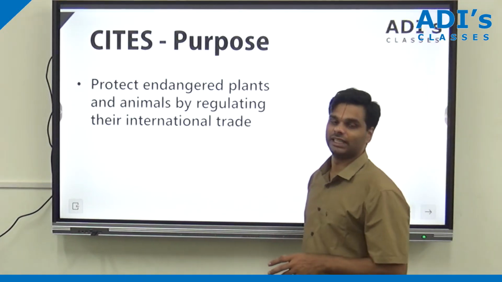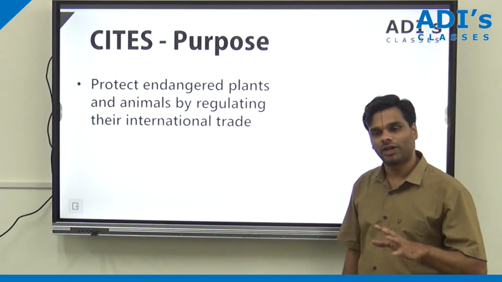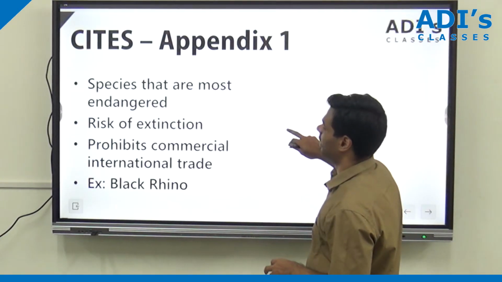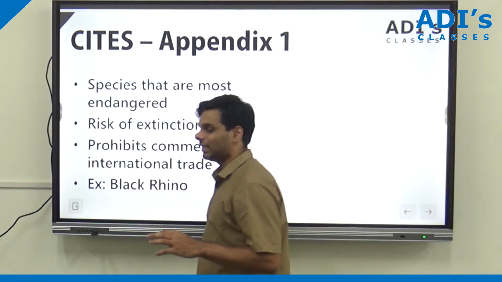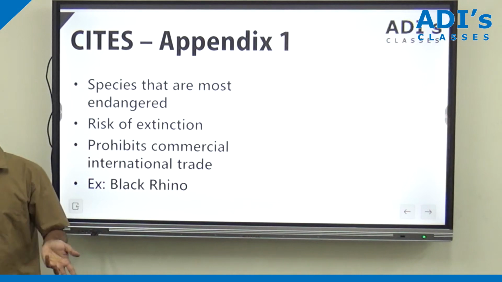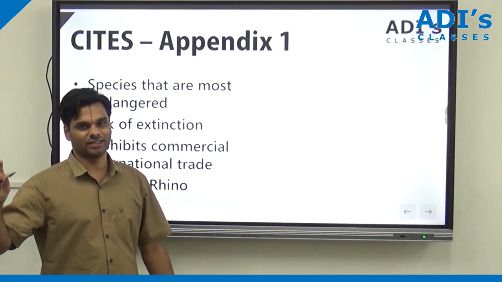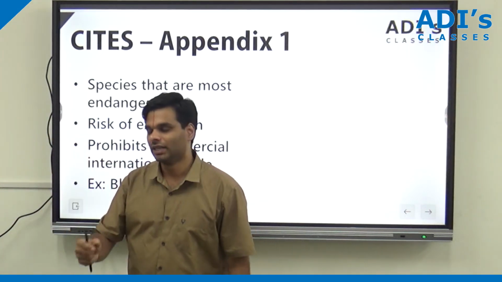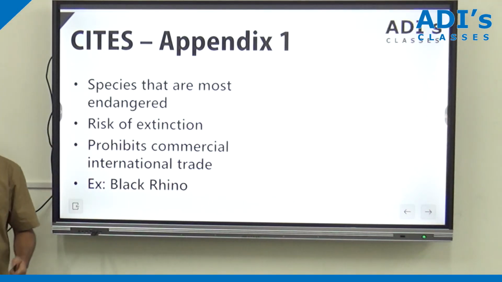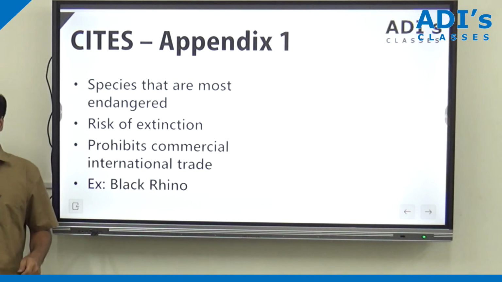What is the purpose of CITES? Protect endangered species. Now CITES has 3 appendices. When we speak about appendix in plural, it is called appendices. So CITES has 3 appendices. In your book, have you seen an appendix? What is an appendix?